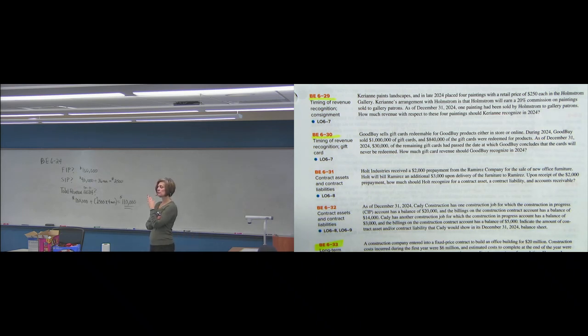As the gift cards are presented, we move a portion out of the liability account and into the revenue account. So the question is, how much gift card revenue should be recognized? The total is 870. That's the answer there. Any questions?